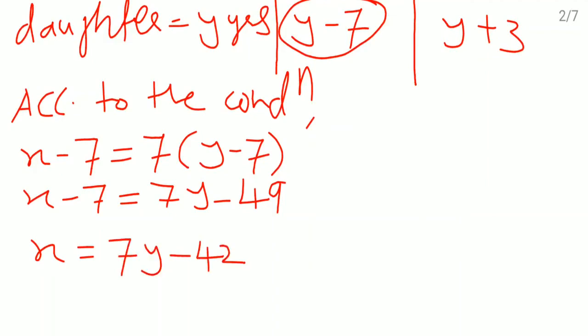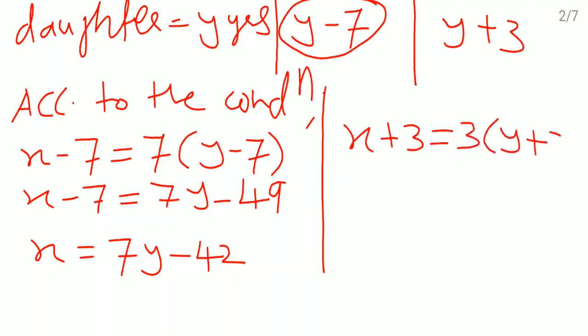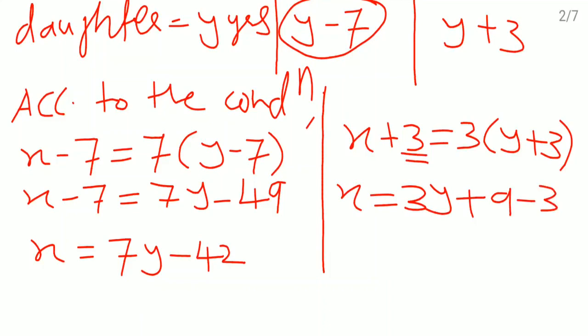Now in the second condition, what they said: after 3 years, his age, x plus 3, will become 3 times that of his daughter's age, right? See, this is the age of Aftab and this one is his daughter's age after 3 years, and it became 3 times. So here I will write x plus 3 is equal to 3y plus 9, and this 3 will go that side and get subtracted. So x is equal to 3y plus 6.